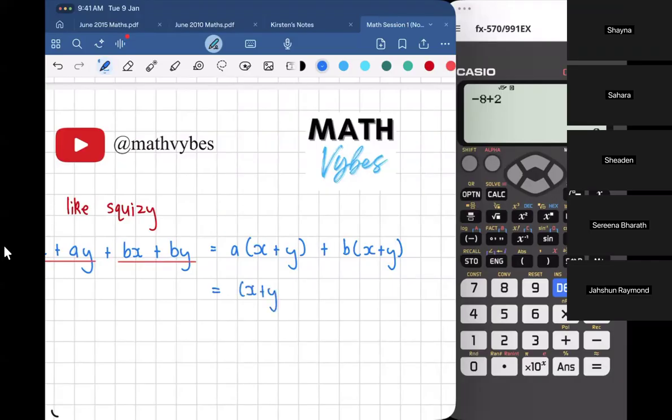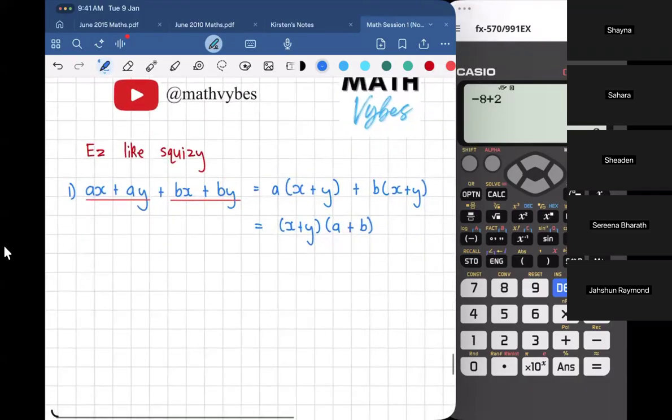X plus y, so I could factor out that. If I factor out that, I'm pulling out the x plus y from here. So I'll write a over here, plus b. Now, Shayna, over here we just go through all the different solutions. So you were telling me that I could write that as ax plus bx, and then ay plus by.